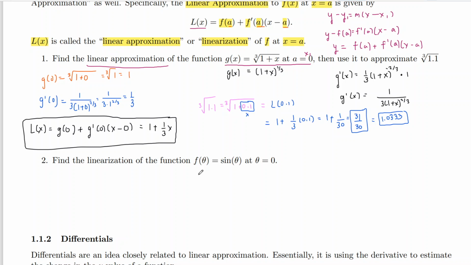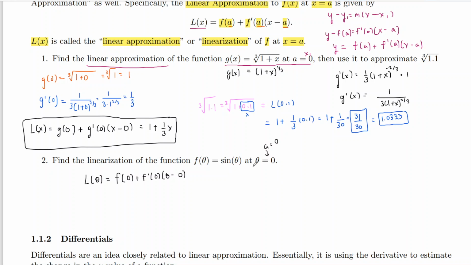So for this one, we'll probably go ahead and, instead of using x, use theta just to match our variable. The linearization of this function, just following our formula, if you want to write it down until you get used to it, that's okay. We would have f of a, which is 0. So we have f of 0 plus f prime of 0 times theta minus 0, just using theta instead of x.